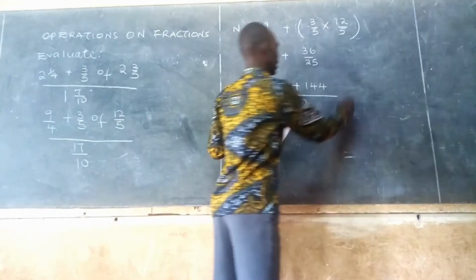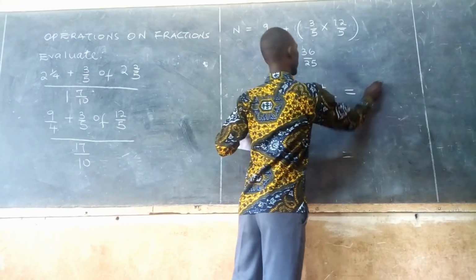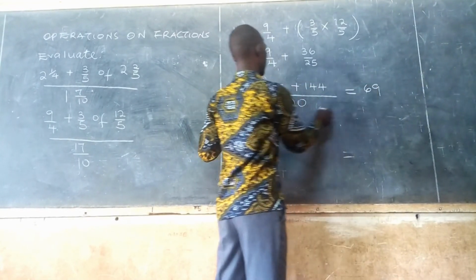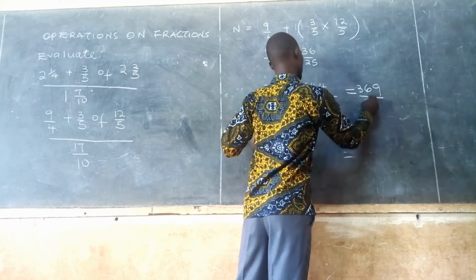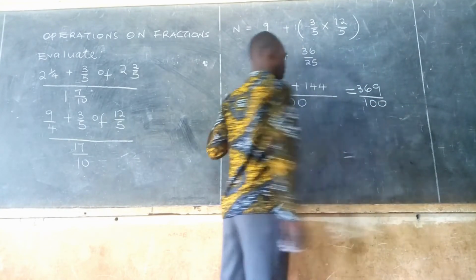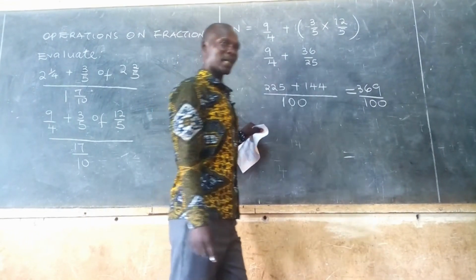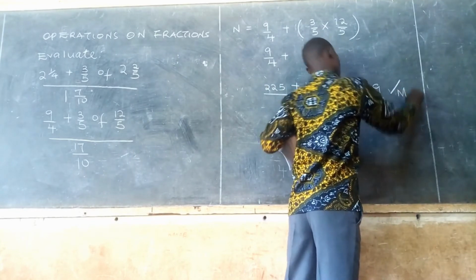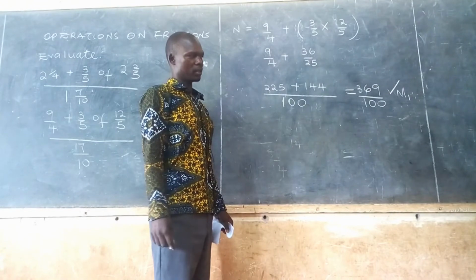So at the end of the day, 4 plus 5 will be 9. 4 plus 2 will be 6. And then 1 plus 2 will be 3. Everything over 100. That happens to be my numerator. The marker is interested in this. That is what will give you the first mark.